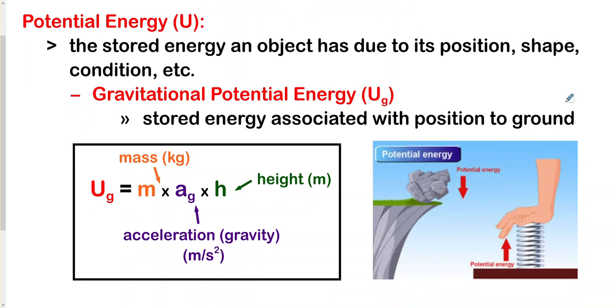So in this case, this rock has potential energy because it has some height above the ground. So the equation for gravitational potential energy, or U sub G, is an object's gravitational potential energy is equal to its mass times the acceleration due to gravity. That's why it has potential, because gravity is actually accelerating it down, times the height above the ground that it has. And so that's how we would calculate an object's potential energy.